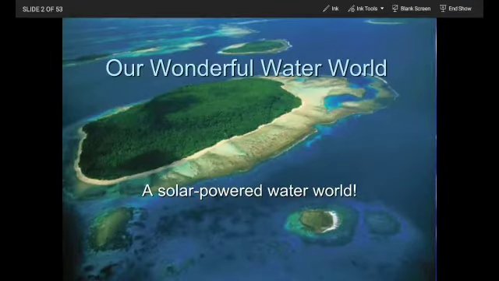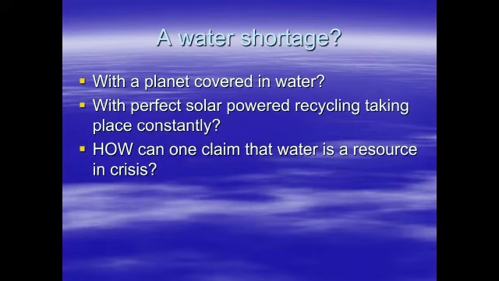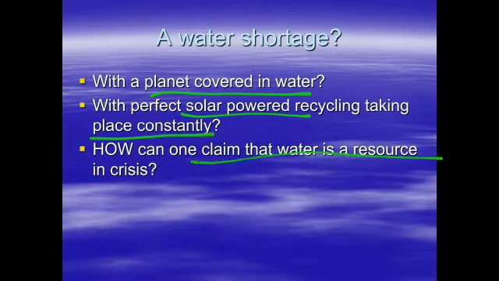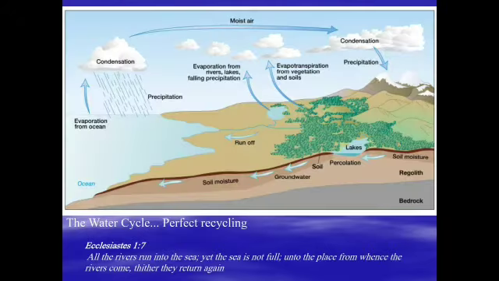Now, our wonderful water world, a solar water world. A water shortage on a planet covered with water? It's perfect solar power, recycling the water constantly. How can that claim a water and resource crisis?